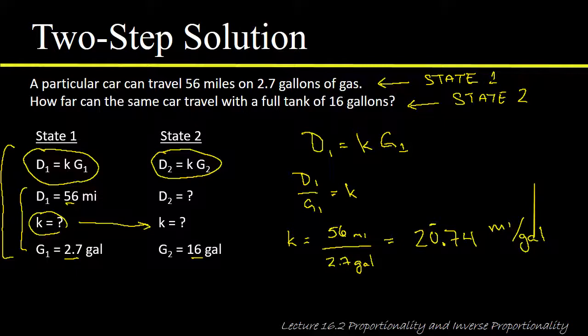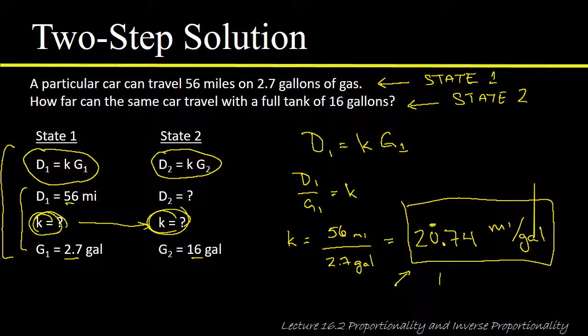But since that's not our final answer, we'll go ahead and keep a couple extra digits and just use this line here to remind ourselves that that value is only precise to two significant figures. Now that we've got the value of K, we know that this value of K applies to state 1 and to state 2. So now we can use K to find out our final answer.